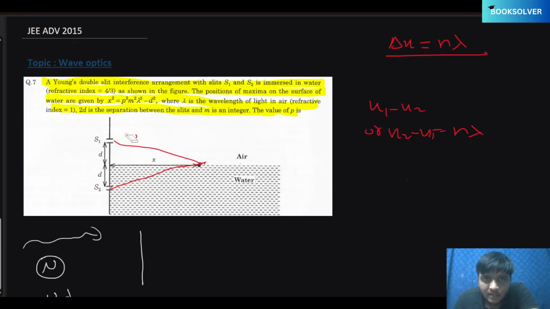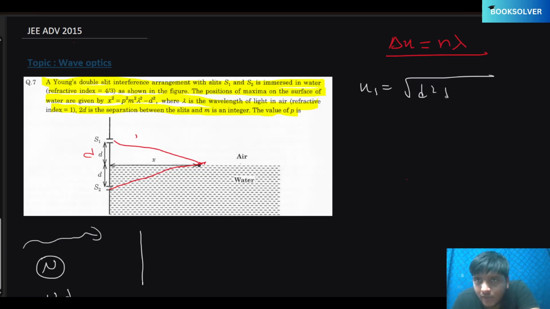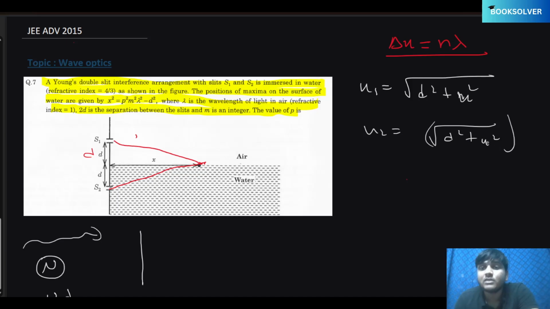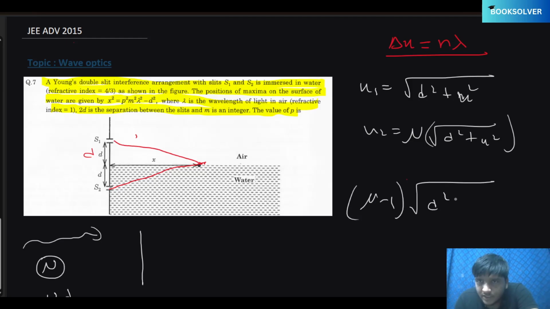So how can we write x1 and x2 by generalizing it? Let's suppose this distance is d, which we know, and this is x. So what will be the path covered by path 1, that is x1? x1 will always be equal to root under d square plus x square. Similarly, x2 will also be equal to root under d square plus x square. But where is the twist? The twist is that we have to cover the optical path, so we have to multiply it with mu. So what is x2 minus x1? It is nothing but mu minus 1 times root under d square plus x square.